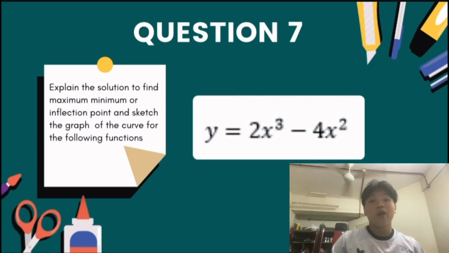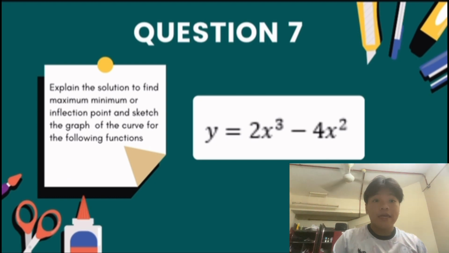So now we are going to solve question number 7. This is the question that we chose from the paperwork that was given. The question is: explain the solution to find the maximum, minimum or inflection point and sketch the graph of the curve for the following function. The function is y equals 2x^3 minus 4x^2.